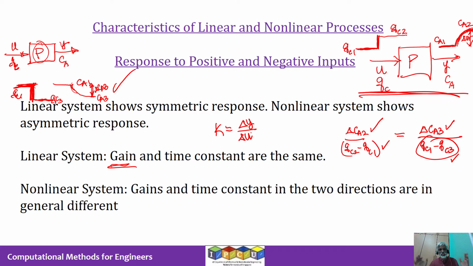For nonlinear systems, this will not be the case. And that is why we said nonlinear systems will show asymmetric response, right? That basically says the gain in both directions will be different. Not only that, the time it takes for the change to occur, right? So here we make a change, and then the system reaches a steady state after a certain amount of time. So the input change is made at this particular time, and it takes a while for the system to change and then flatten out.